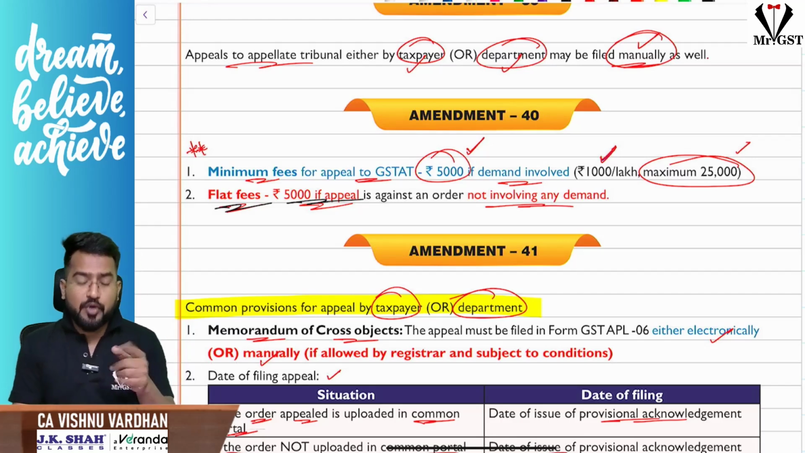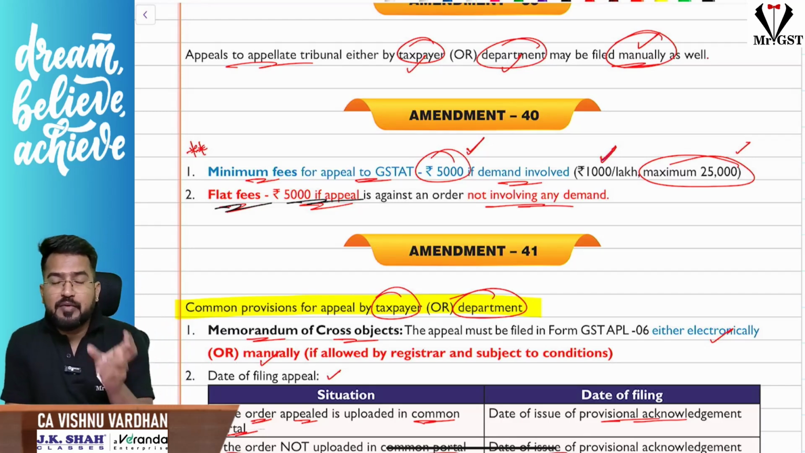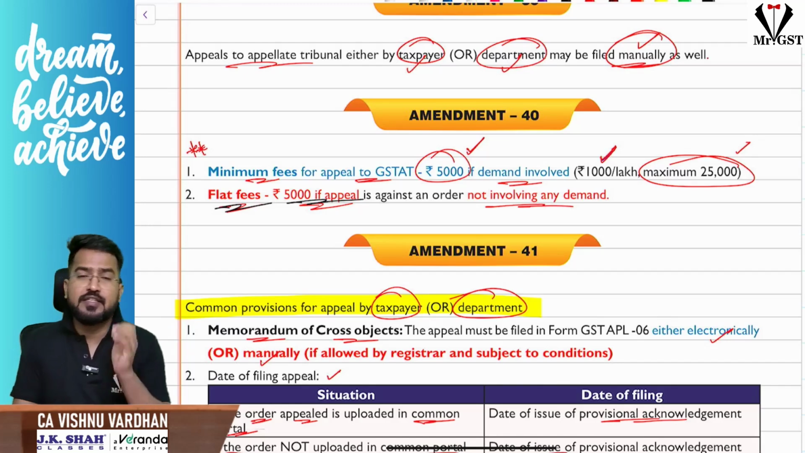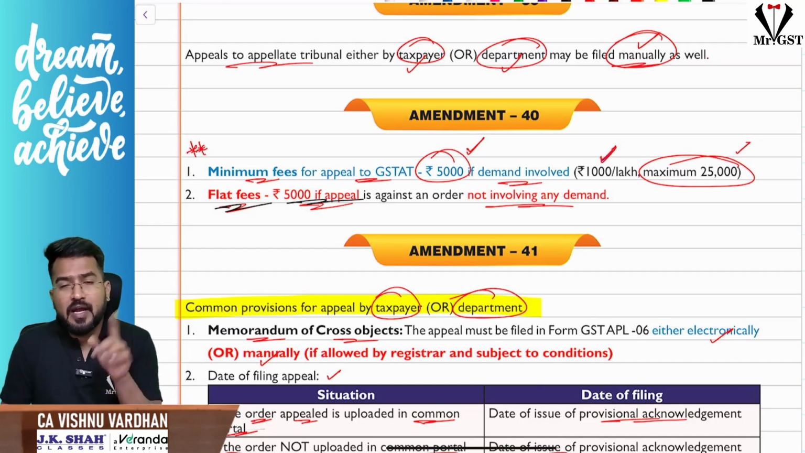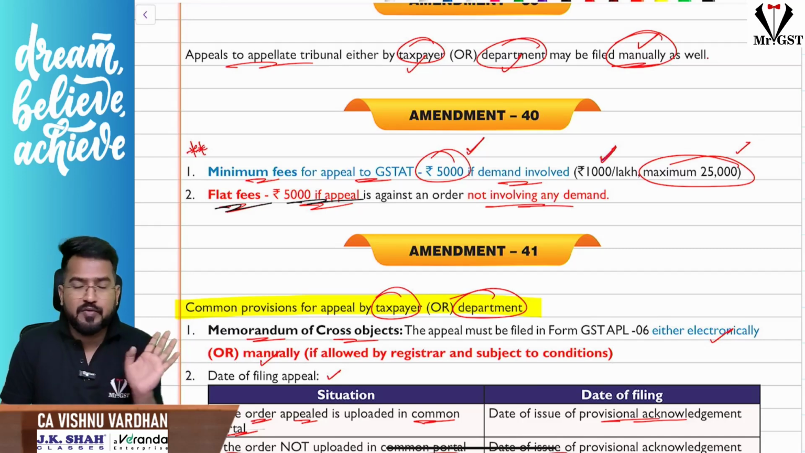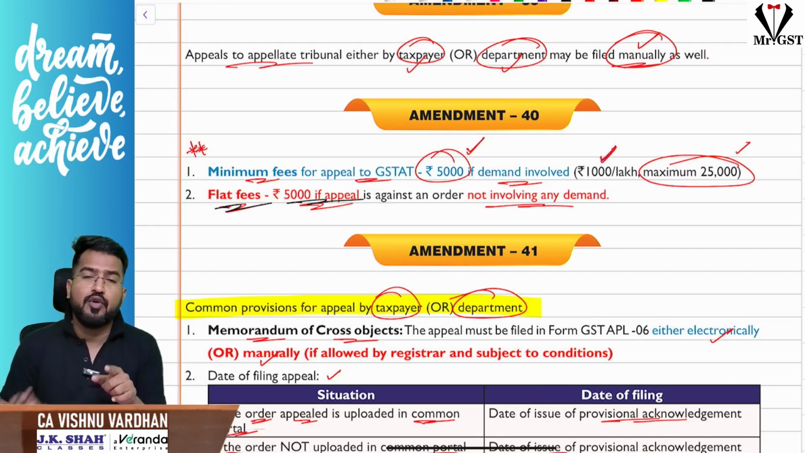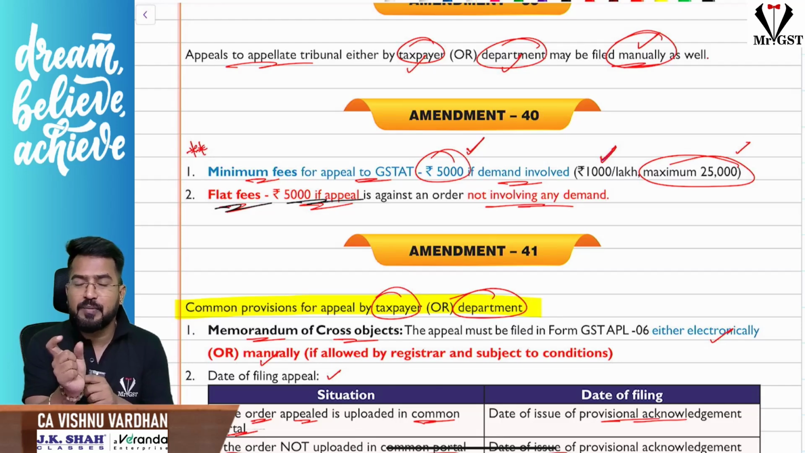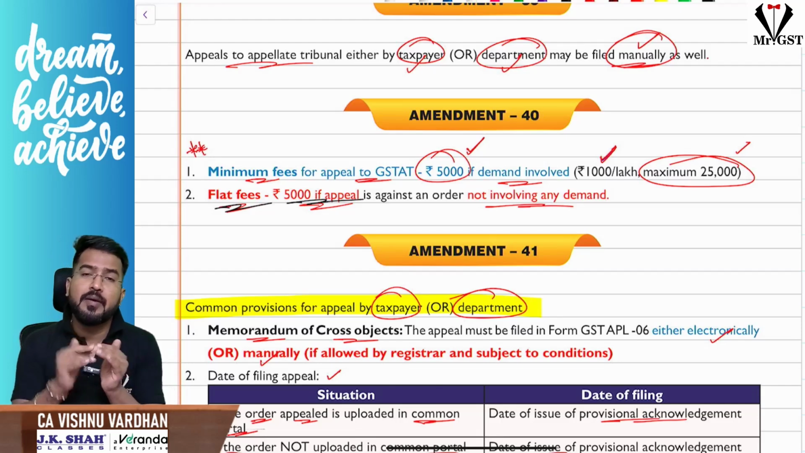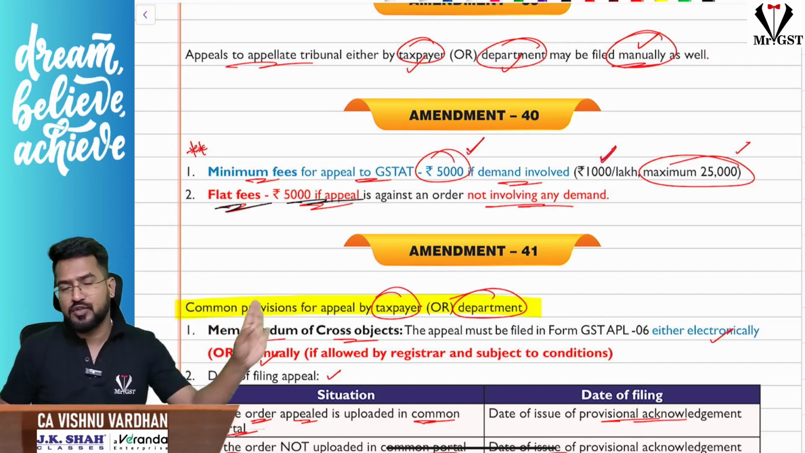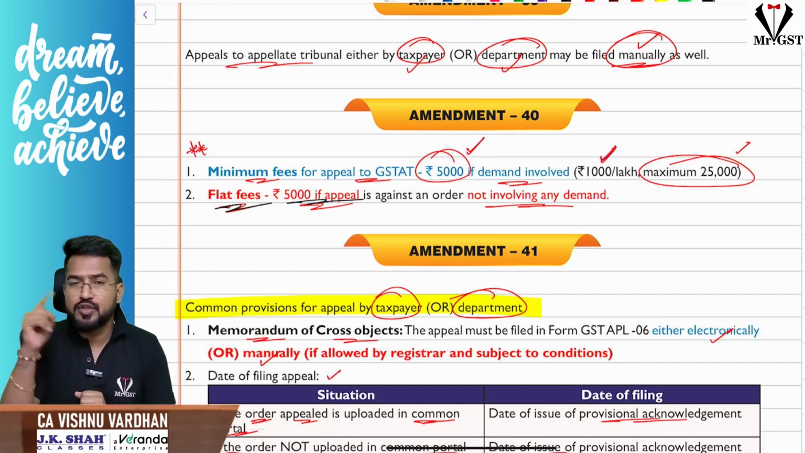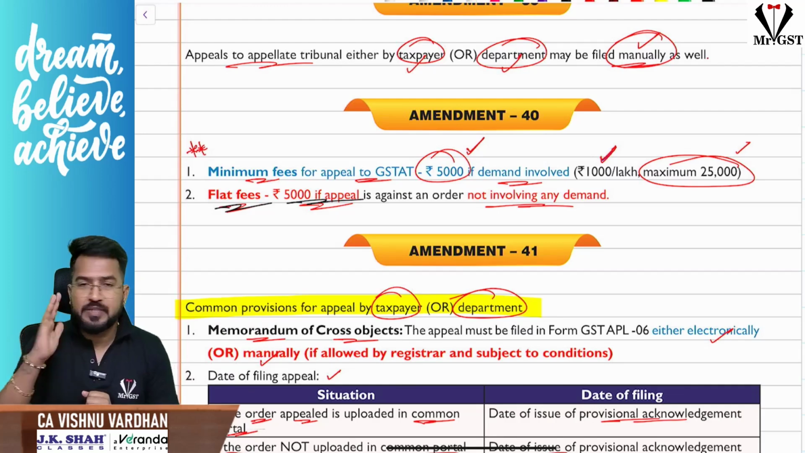The next very important amendment is regarding the minimum fees for appealing to the GST Appellate Tribunal. Yes, of course, it is not yet set up, but still, sir, 5,000 is the minimum filing fee for the appeal and the maximum is 25,000. Please understand, if no demand is involved, you should pay a minimum of 5,000. If there is any demand involved, we should take 1,000 rupees per 1 lakh of demand and compare it with 25,000 rupees, whichever is less. So, if demand is not involved, 5,000 rupees flat. If demand is involved, 1,000 rupees per lakh or 25,000 rupees, whichever is less.